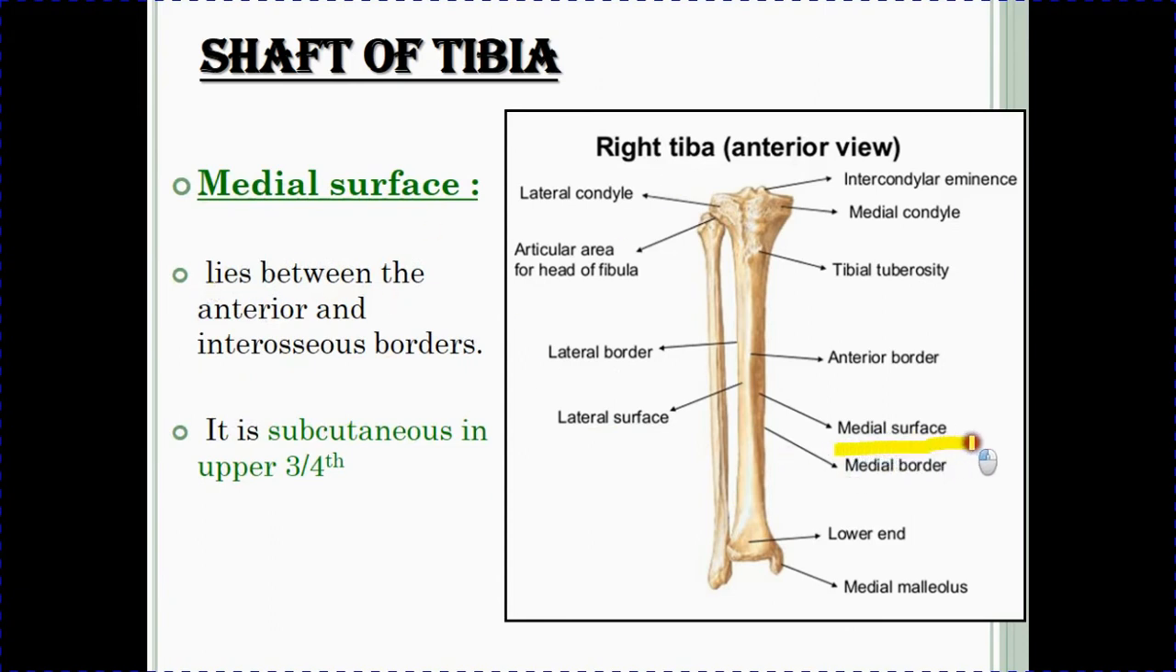The second surface is the medial surface. See over here, this is the medial surface. Now it is present between the anterior border and the medial border. Oh gee, there is a mistake over here. This is not the interosseous border. You have to correct it. This is medial border. I'm sorry for this error, human error. It is present between the anterior and the medial border.